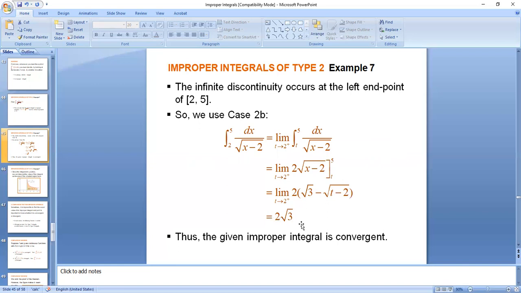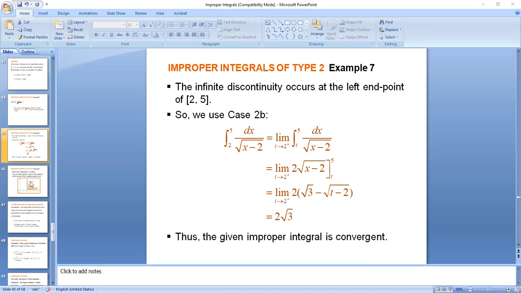So using improper integral, case B, you will have 2 square root of 3. Or type 2 rather, type 2, because type 1 is when you have the limits of integration as infinite. So this is type 2 case B. So the given improper integral is convergent. Why? This is a real value. You get it? Any question?